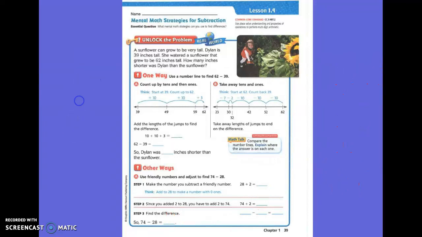Are we not recording no more? No recording. Go to your next page.